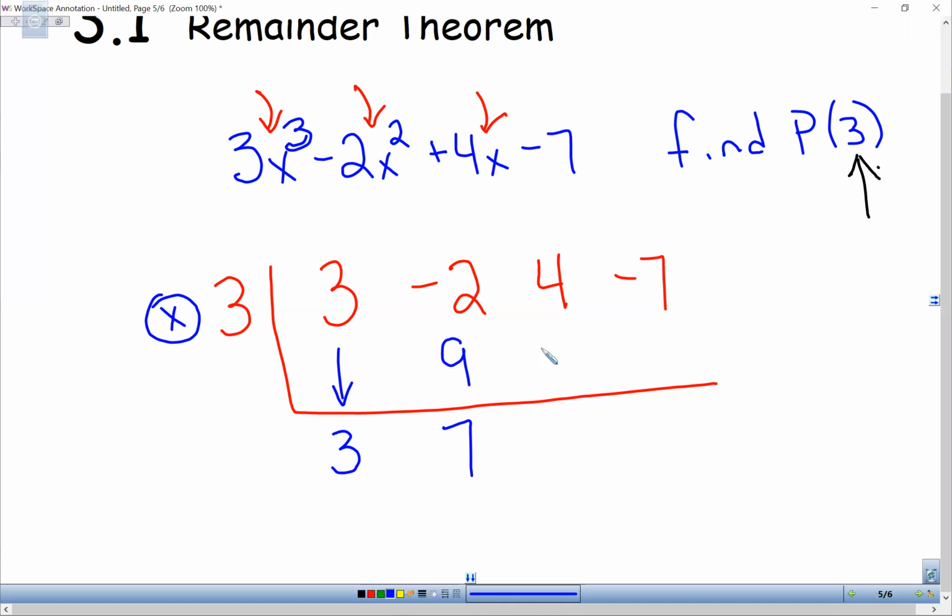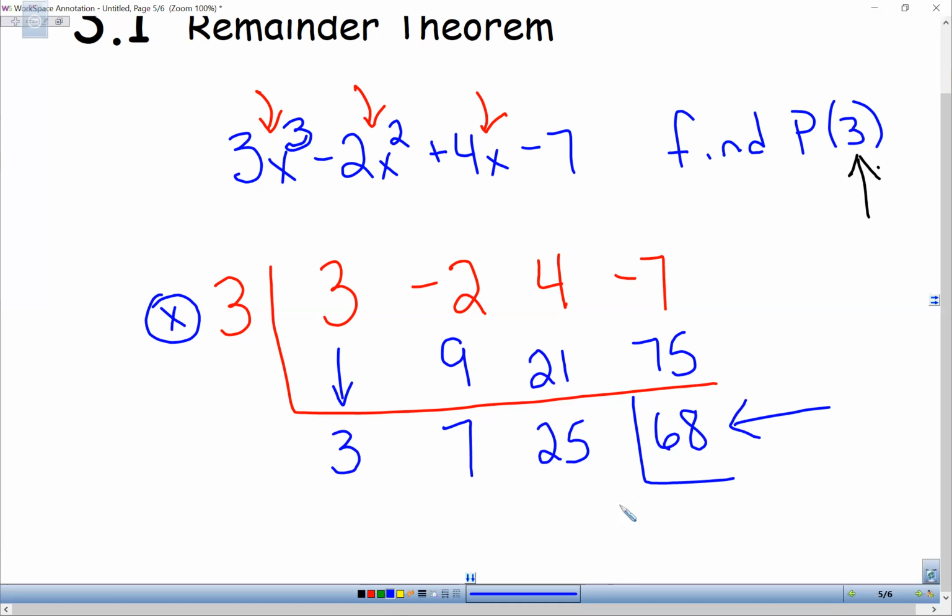3 times 7 is 21. That adds up to 25. 3 times 25 is 75. That adds up to 68. So the value of the function when x equals 3 is 68.